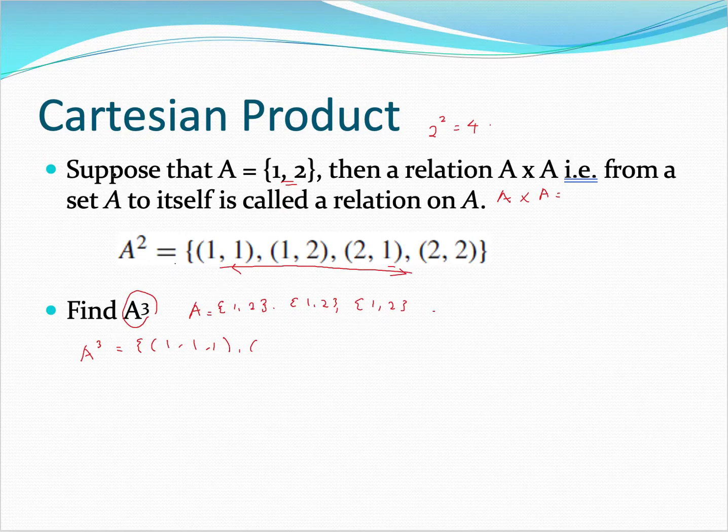Suppose that A has two elements, 1 and 2. Then a relation A cross A, from a set to itself, is called a relation on A. So this time we have a relation to itself. Let's say we have A by A, which is A to the power of 2. Then we will have (1, 1), (1, 2), (2, 1), and (2, 2). You can try it for A cubed.